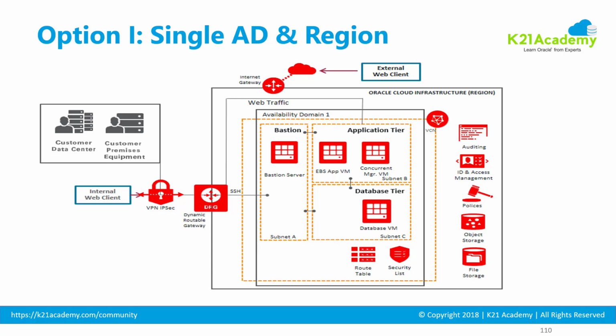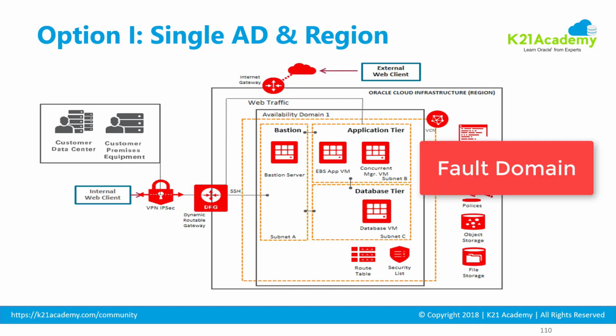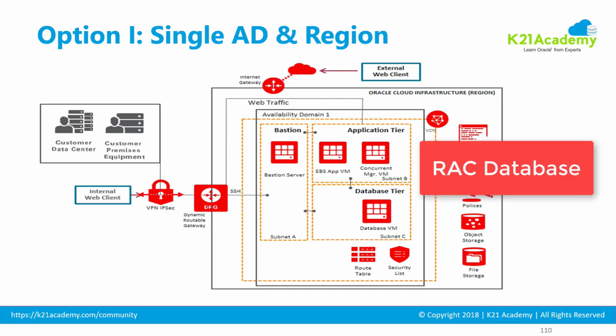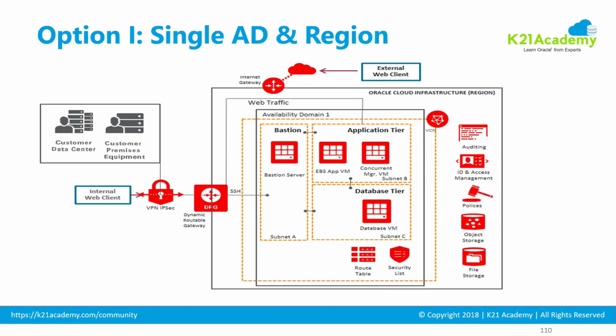Now, if you want a high availability or disaster recovery solution within an availability domain, then you have the option of fault domains or deploying a RAC database. So when you're deploying this database, or creating the Linux or Windows machine for the application tier, you create more than one, but within different fault domains.